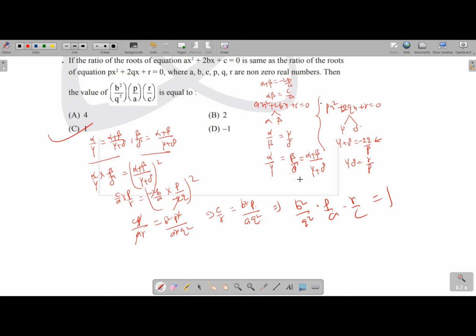Yeah, so in the last line, we have b square by q square, we kept it as it is. P by a, we kept it as it is. I cross multiplied this, like r will come like this, and c will come like this, right? But r by c, how is it equal to 1, sir? Everything will come to the right side, so on the left side you have only one, because c and r will also come to this side. So we will have only one. Oh, right. Okay.